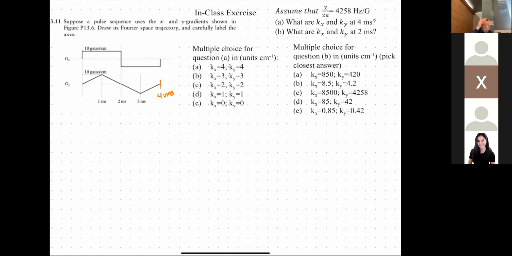All right. Let's move on to the next one. Well, I don't want to share results. Let's relaunch the poll. Now we want to figure out where you are at 2 milliseconds. So go ahead and look at that and see which one you think would correspond to 2 milliseconds. I think it says assume 4258 Hertz per Gauss, but these answers are different enough that it shouldn't really matter how accurate you are.